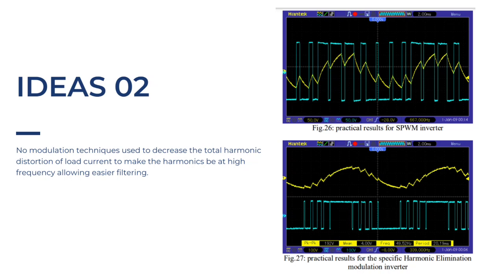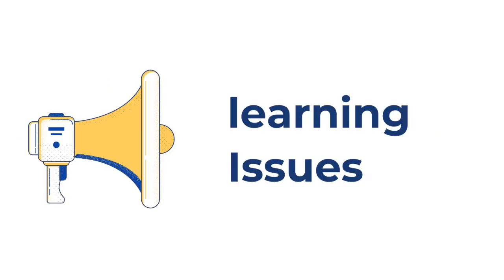There are a number of modulation techniques that can be used to reduce the THD levels of the load current. These techniques work by distributing the harmonics more evenly across the load current waveform. This can make it easier to filter out the harmonics as they will be at a higher frequency. So these are the learning issues, so feel free to pause and have a look.